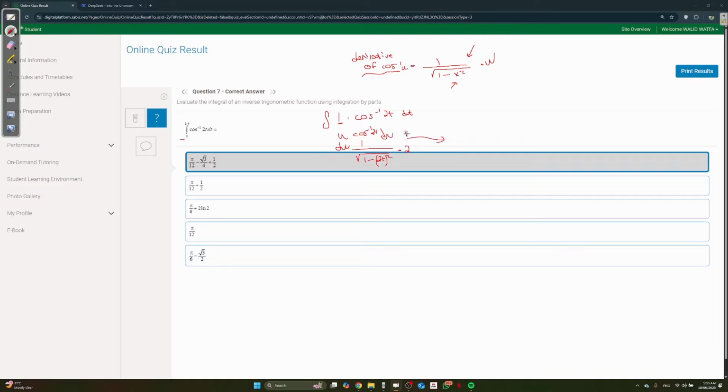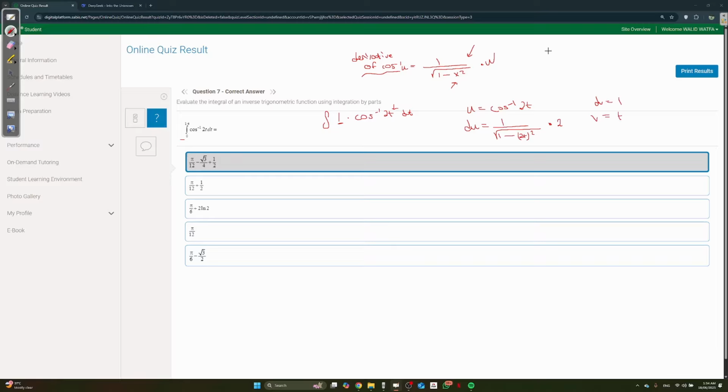And dv, if dv is 1, that means v is going to be what? What's the integral of 1? In this case, it's usually x, but since we're working with t, I'm just going to say t. Okay, so we have our u, v, du, and dv, so we can start solving. We said u is equal to cosine inverse 2t. So du is 1 over root 1 minus 2t squared, all squared, times u prime. What's u prime? The derivative of 2t, which is 2. Now we said dv is equal to 1, so v is equal to t.